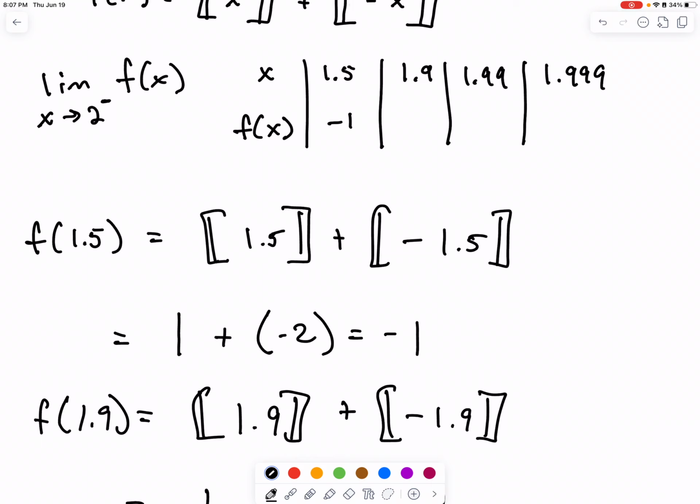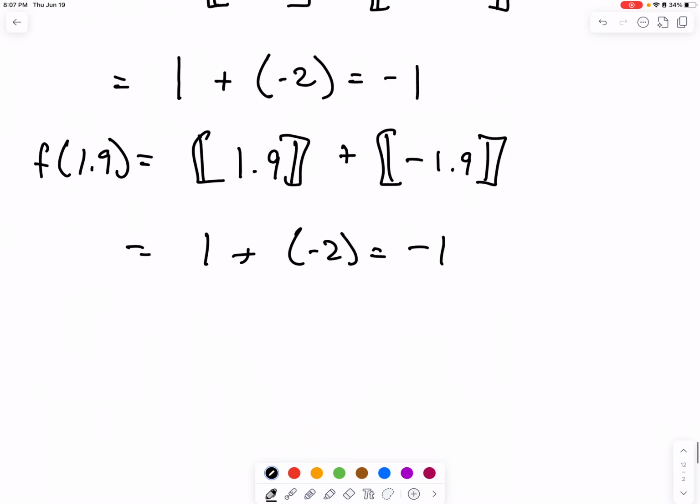So coming from the left, it looks like this function is approaching negative 1, right? And you can make an argument. Once you get the first few, then the pattern should repeat for all those values coming from the left, right? So as x approaches 2 from the left, our y value is pretty much staying constant at negative 1. Let's evaluate this guy as x approaches 2 coming from the right.